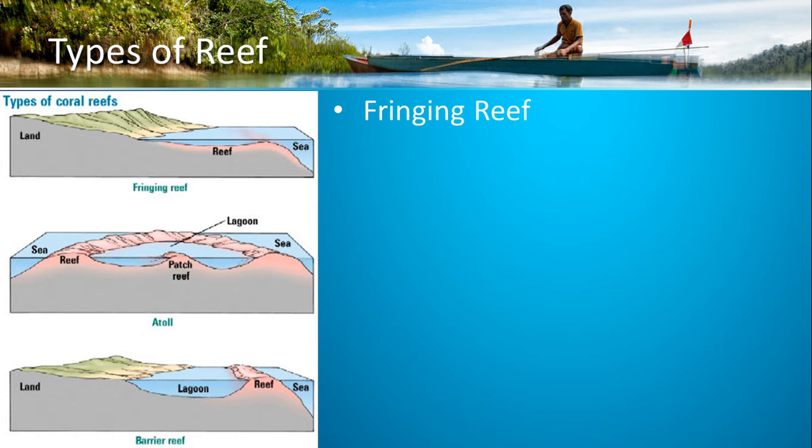Also, we have here the barrier reef. Barrier reefs, on the other hand, are similar to fringing reefs in that they also border a shoreline. However, instead of growing directly out from the shore, they are separated from land by an expanse of water. This creates a lagoon of open, often deep water between the reef and the shore. Another one is the atoll reef.